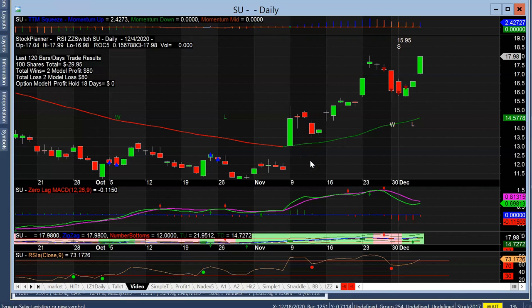This is Suncor, an energy company from Canada, and it reflected the same direction as the ETF. It was going short. I took a short here and had a winner, and took a short here. The very next day, it pops up, never looked back. Same as the XLE ETF.